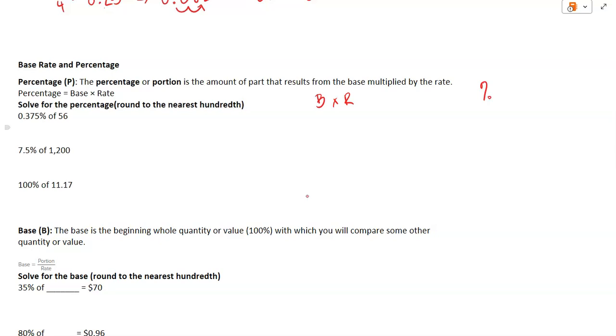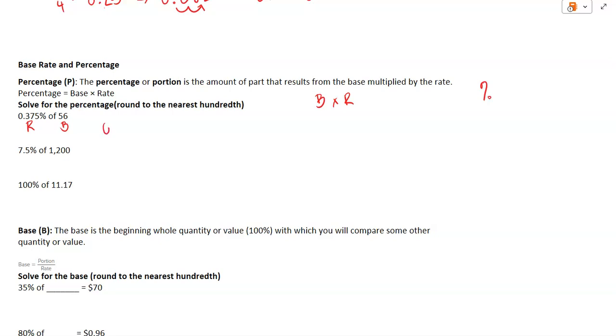So your rate is always the number with the percent symbol. So 0.375% is my rate, and of is my base. You can usually tell the number that your base is because it's usually after the word of. So just keep that in mind when you're looking at word problems or even in your regular homework.